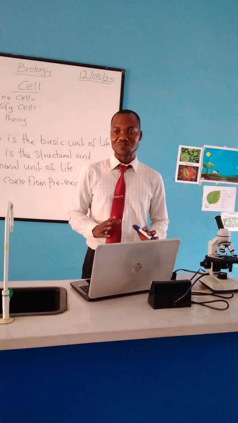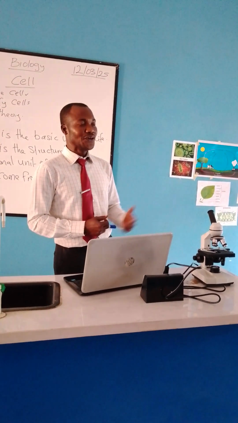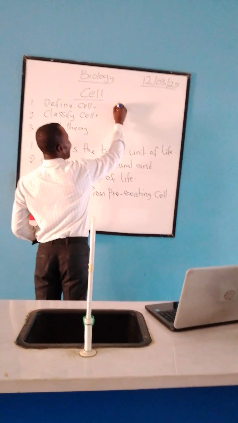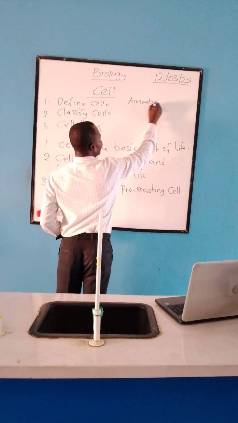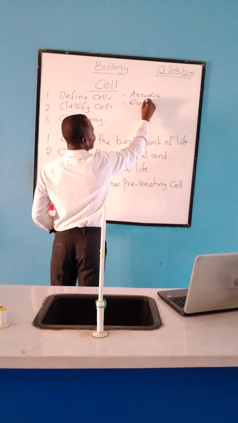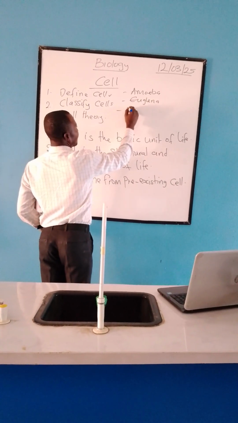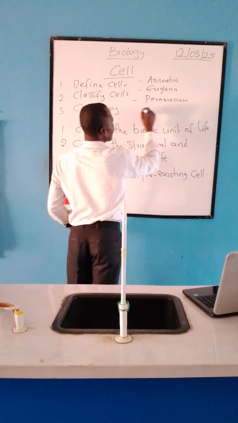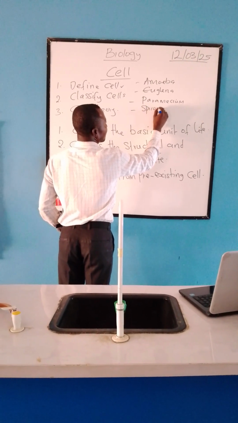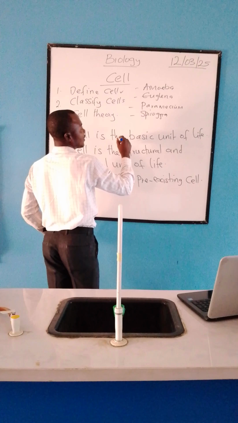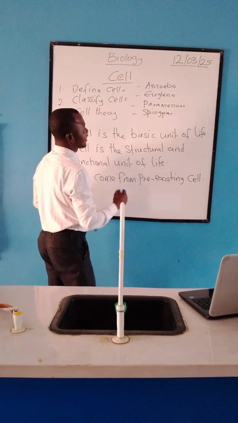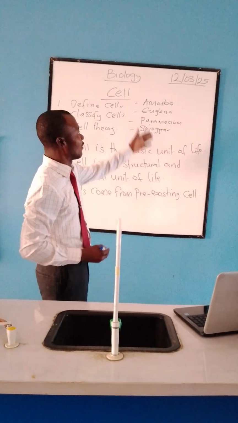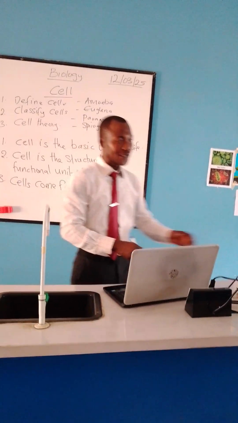Yes, sir. Any question? No, sir. Now it's time for us to view the various slides under the microscope. We are going to look at the slides of what? Amoeba, Euglena, Paramecium, Spirogyra. Spirogyra is a multicellular organism. So we are going to look at the slides of these and we are going to draw them in our drawing book. Hope that's clear.